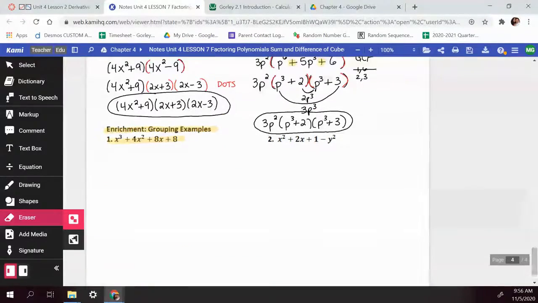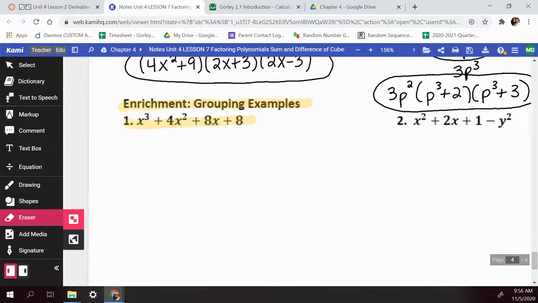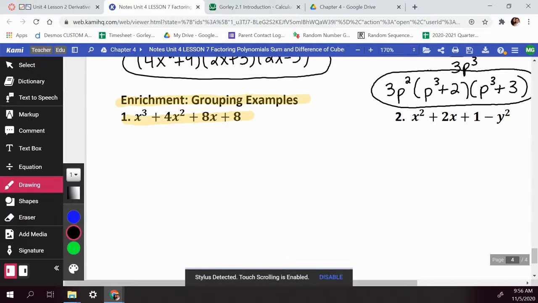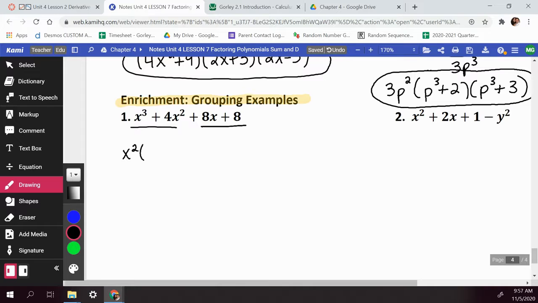Okay, let's take a look at some factoring by grouping enrichment examples. In this first one, let's divide it into two groups. In the first group, they're both divisible by x squared, and that would leave me with x plus 4 inside the parentheses. In the second group, both are divisible by 8, which would leave me with x plus 1 inside the parentheses. Do you see how these parentheses don't match? I cannot factor by grouping using that method then.